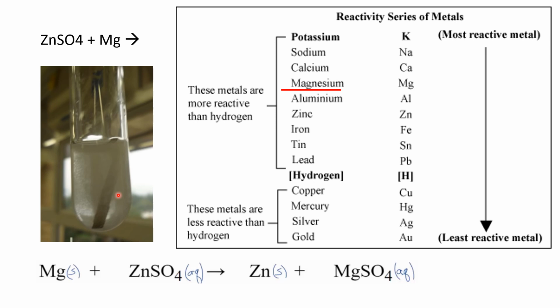Okay? So tanawan na to, is it according to the activity series? Magnesium is here and zinc is down below. So magnesium is able to displace zinc because it is located higher than zinc in the reactivity series. This is the balanced equation.